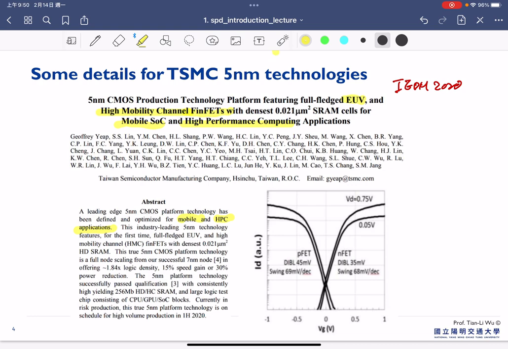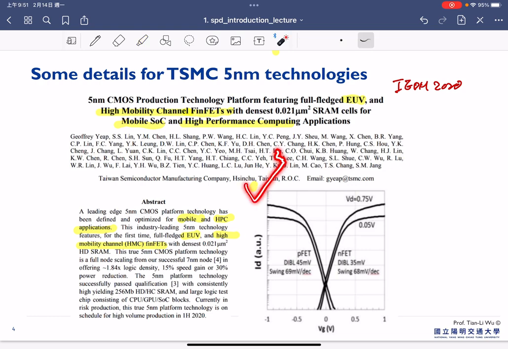And the industry-leading 5 nanometer technology features, for the first time, EUV and a high mobility channel FinFET. That's the key contribution from this paper they claim. I'm not sure whether this is true or not, but at least in this paper they claim that this is the first time they have EUV and a high mobility channel to enable the FinFET technology here.